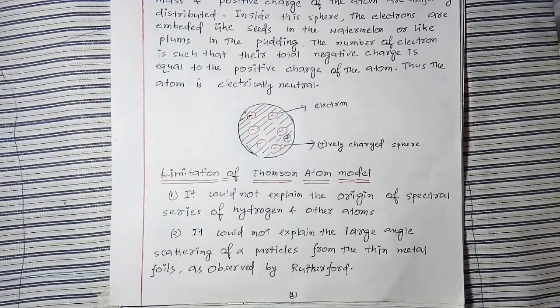Again, it could not explain the large angle scattering of alpha particles from a thin metal foil. Okay, that means the next model that we are going to have is the Rutherford model. In the Rutherford model, some positively charged particles are allowed to pass through a very thin gold foil, and they will be scattered at different angles. Different alpha particles are scattered in different angles, right?